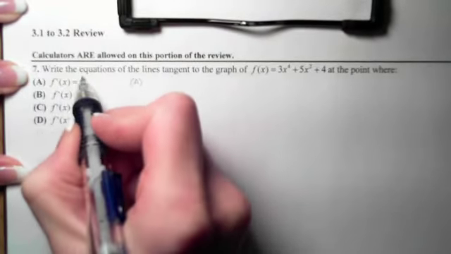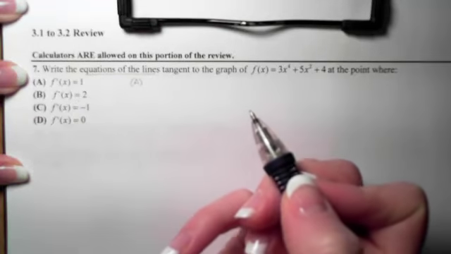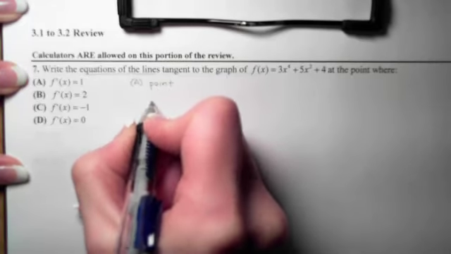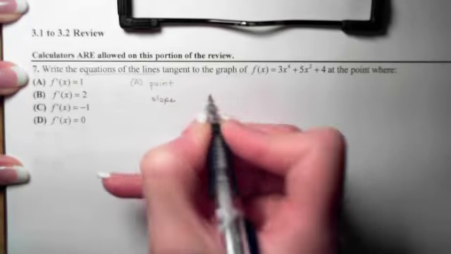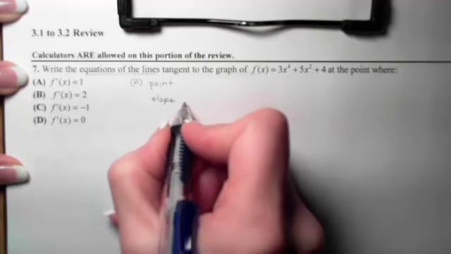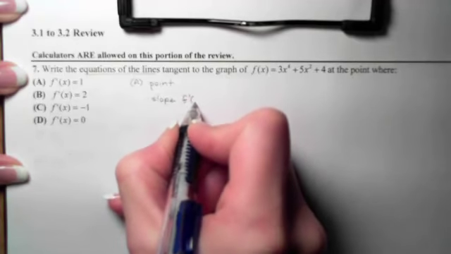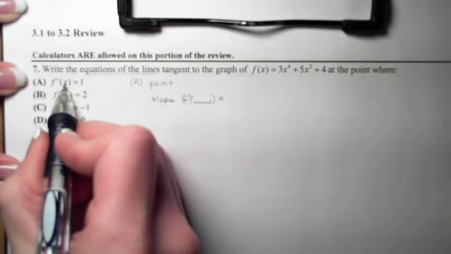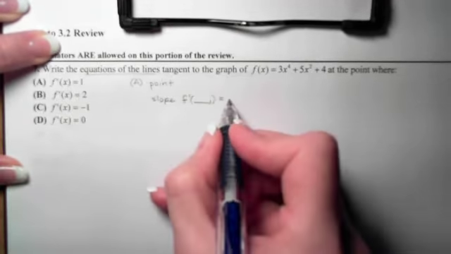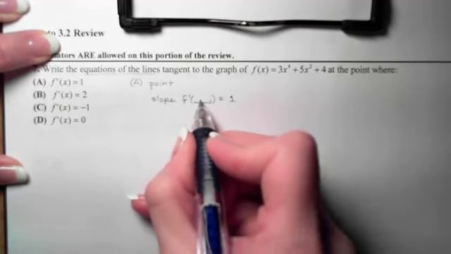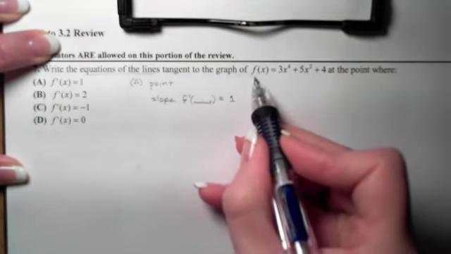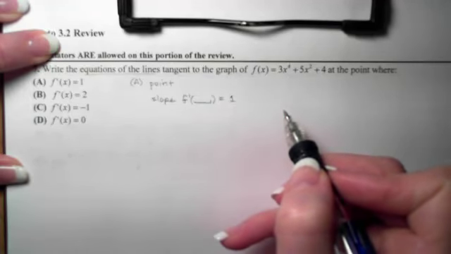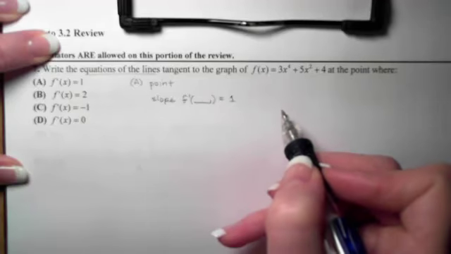The goal is we want to write equations of lines. And remember, to write equations of lines, we need a point and we need a slope. And the slope is the derivative evaluated at the point. So in this particular case, we don't know what the point is, but we do know that the derivative needs to equal 1. So in order to find the point, we are going to take the derivative and set it equal to 1, and then use our calculator to find out when that occurs.